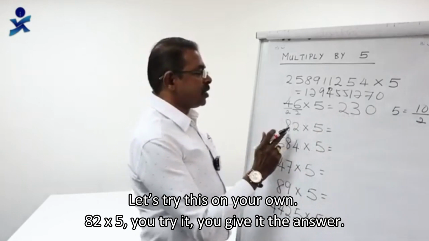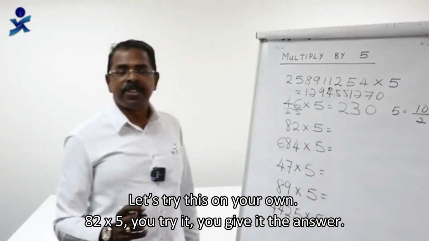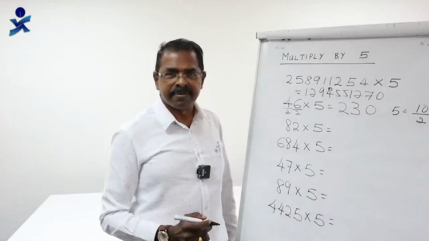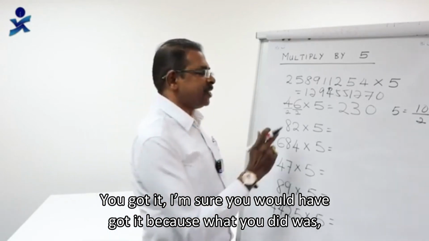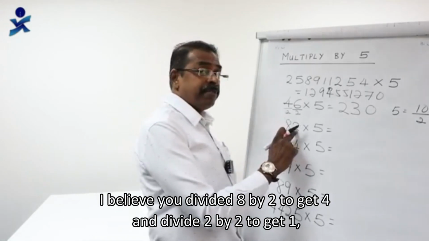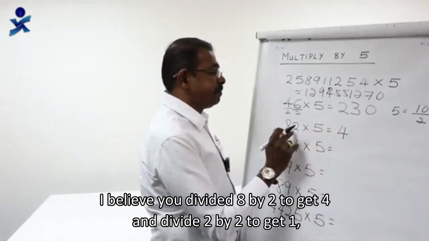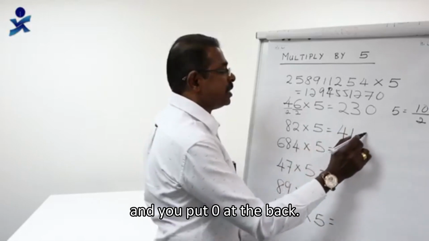Let's try this on your own. 82 times 5. You try. You give the answer. You got it? I'm sure you'd have got it. Because what you did was, I believe you divided 8 by 2, you get what? 4. And you divide 2 by 2, you get 1, and you put a 0 at the back.